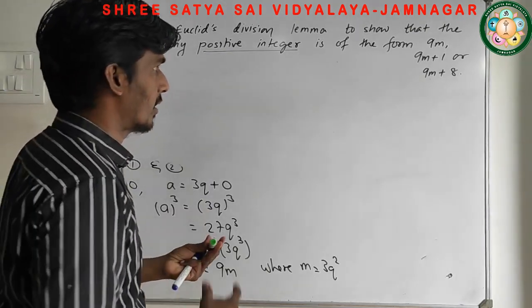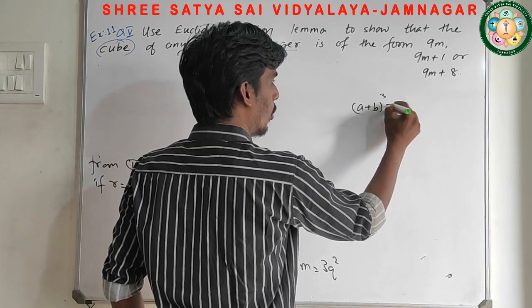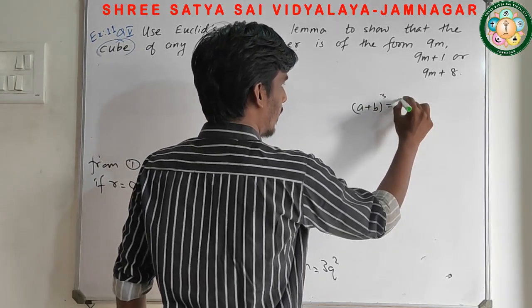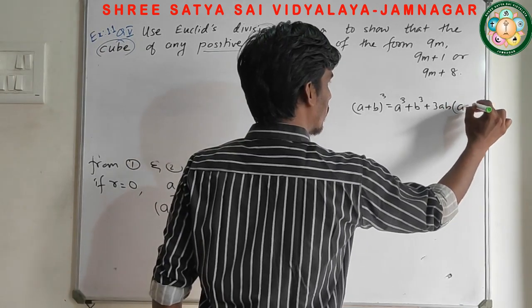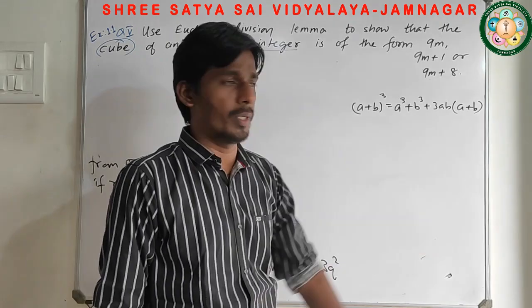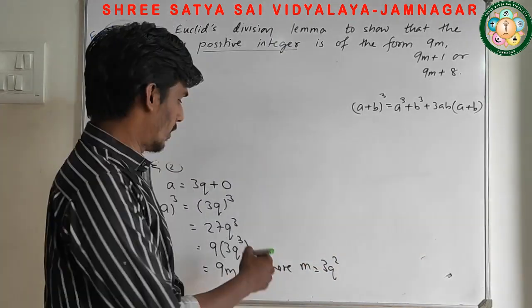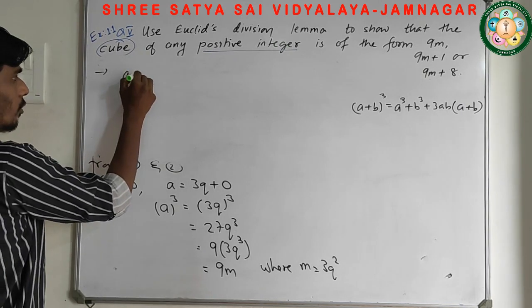Now before solving this, I think all of you know the formula of (a plus b) whole cube is what? a cube plus b cube plus 3ab(a plus b). This formula we are going to use for the next two remainders. So let's start it. a is equals to what?